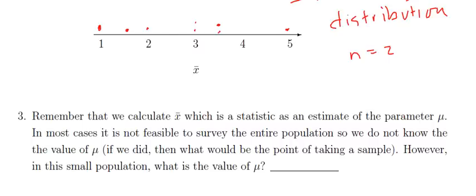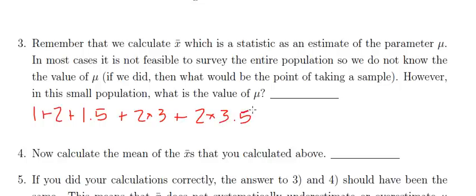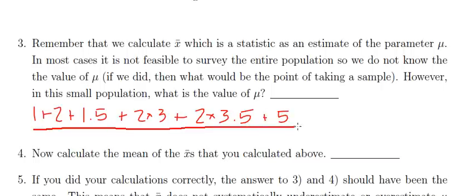And so we can take the average. Now we're taking the average of all the x bars. So when I do that, I have 1 plus 2 plus, oops, I skipped 1.5, plus 2 times 3, plus 2 times 3.5, plus 5, and that's all divided by, let's see, how many do we have? 1, 2, 3, 4, 5, 6, 7. Actually, there's only 8 here. Oops.